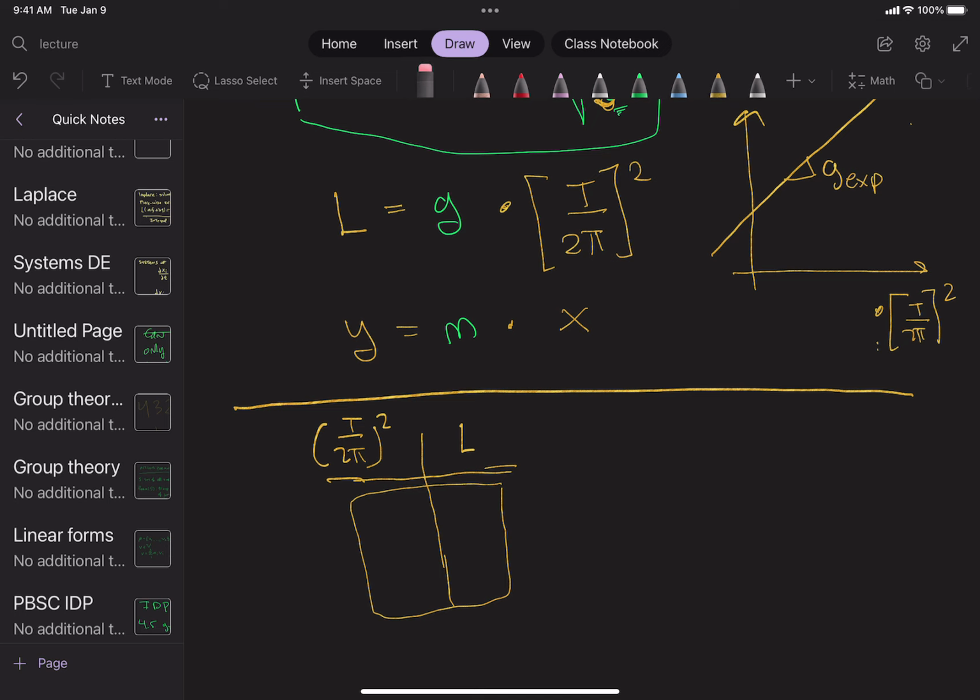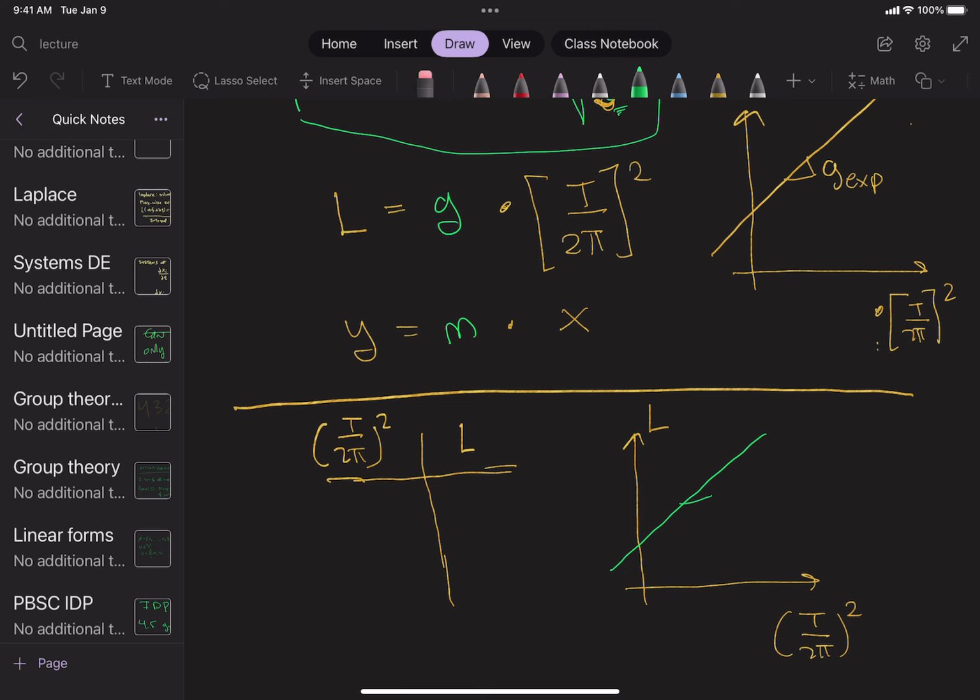But the point here is that you're going to make a table of the period over 2 pi squared and the length, and then from that you're going to plot on the vertical axis the length of the pendulum, and on the horizontal axis T over 2 pi squared. Once you do that, you should get a straight line, and the slope of that line is going to be the experimental value for gravity. So that's really what the data taking part of the lab looks like.